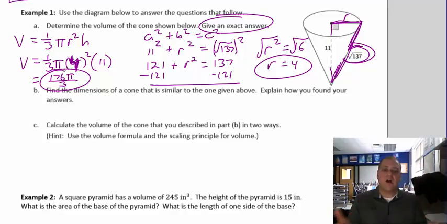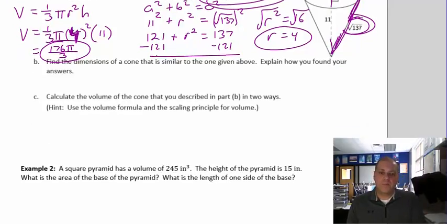The calculator rounds it off because pi is irrational. So at some point it rounds it off. You want an exact answer. That's telling you to leave it in terms of pi. So 176 pi over 3.